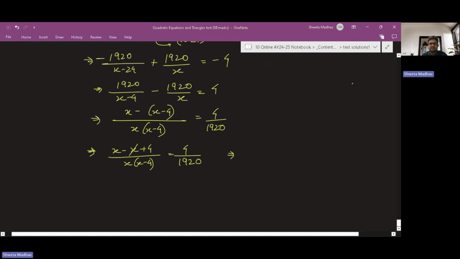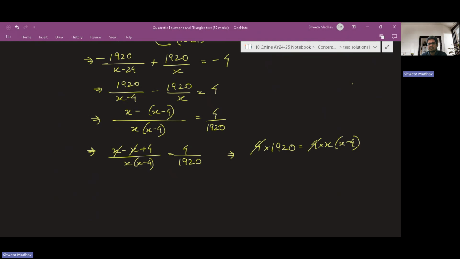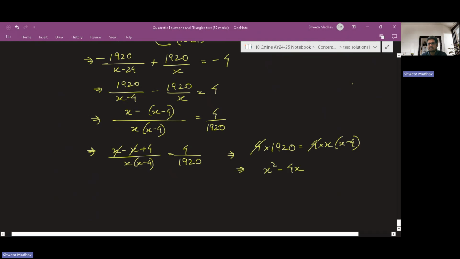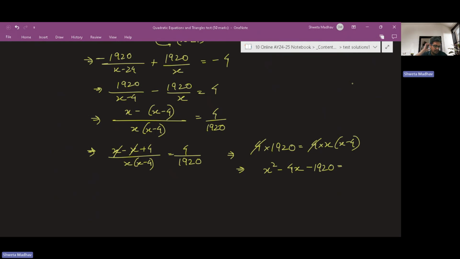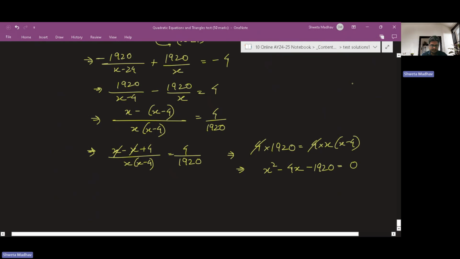So then x and x will get cancelled. So 4 into 1920 will be equal to 4 into x into x minus 4. So 4 and 4 will get cancelled. So x square minus 4x will be equal to 0.